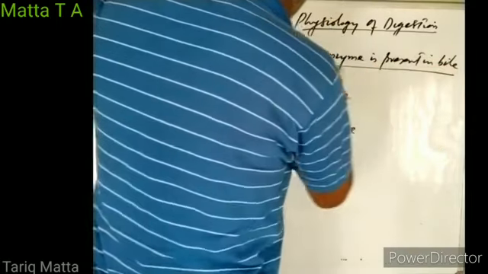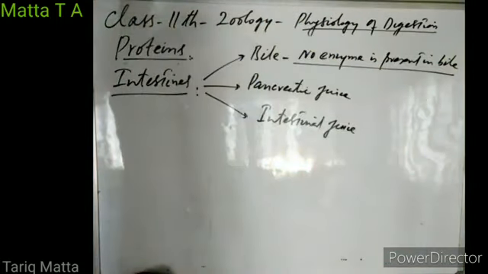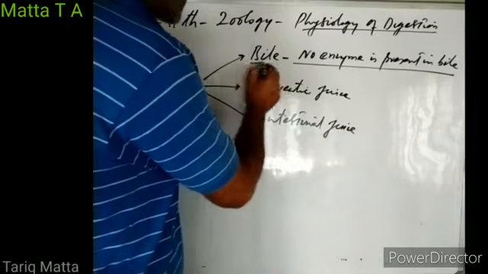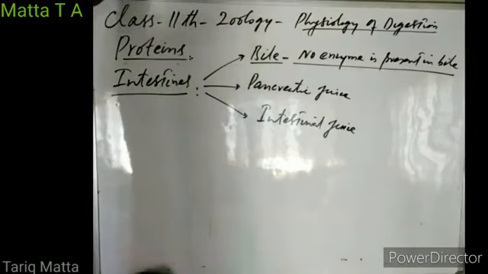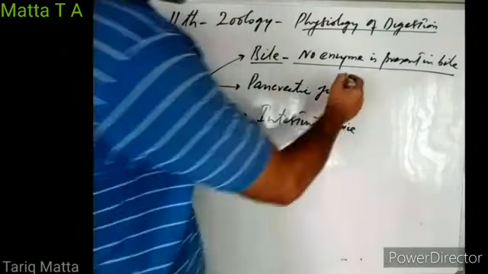Bile doesn't have any digestive enzyme in it. Then what is the function of bile? As I told you just now, the acidic food which leaves the stomach is known as chyme. When this chyme enters the small intestine, the enzymes in the small intestine work in alkaline medium. So the acidity of the chyme must be neutralized first. Bile helps us in the neutralization of acidity of food.